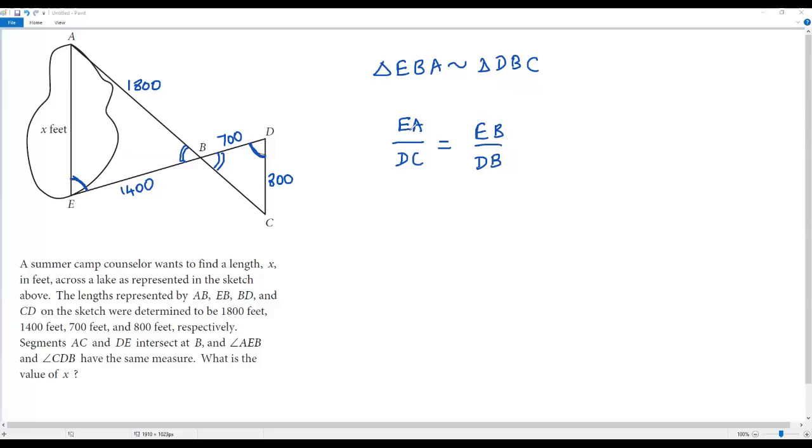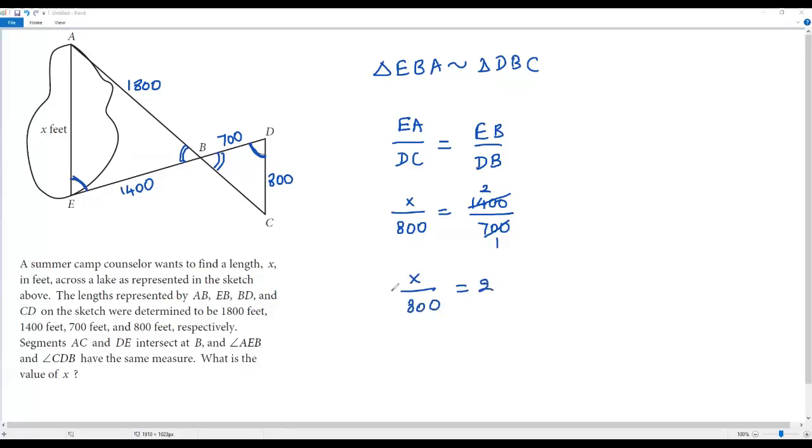Okay, now we can plug in values for the lengths. For EA, we know the length, it's x. For DC, we know the length is 800. And for EB, we know the length is 1400. And for DB, we know the length is 700. Okay, now we have to solve for x in this equation. So 700 goes into 700 one time, 700 goes into 1400 two times. So we have x over 800 equals 2.